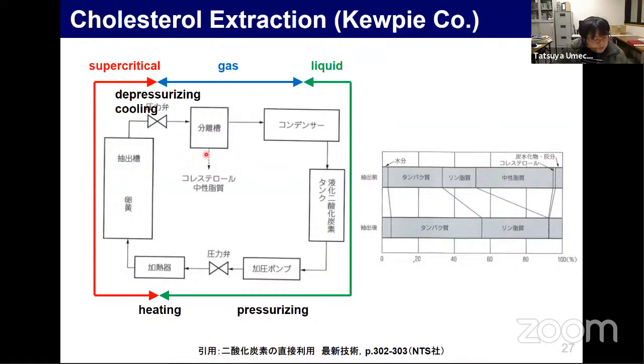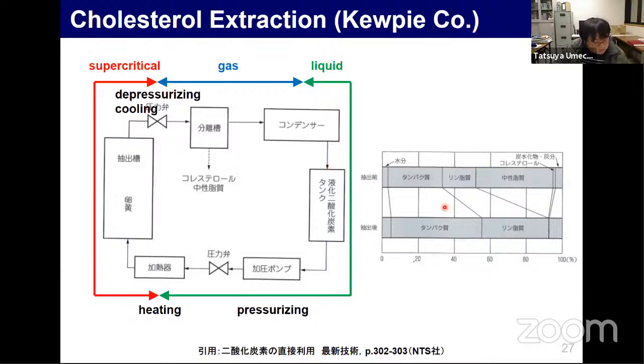Soon after, carbon dioxide is separated from the lipid and cholesterol in the separation tank. Carbon dioxide changes from the gaseous state to the liquid state with cooling in the condenser. Liquid carbon dioxide is reused as an extraction solvent.